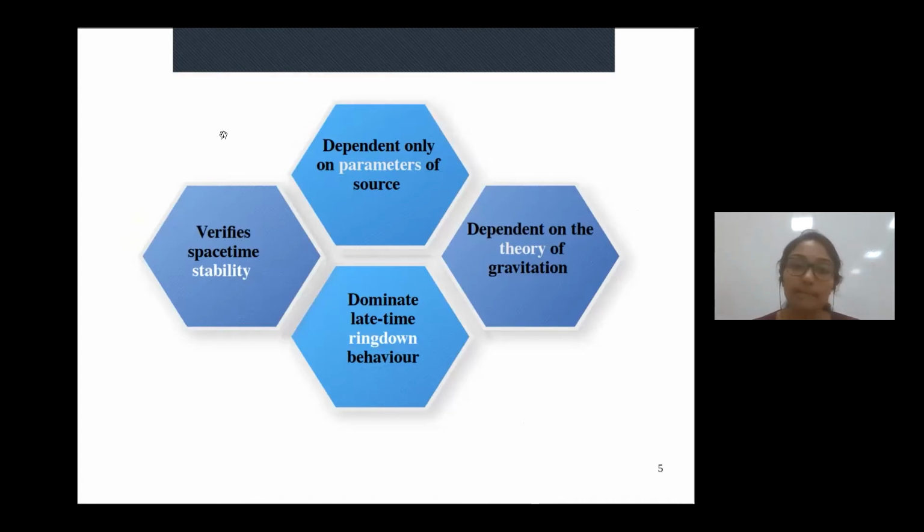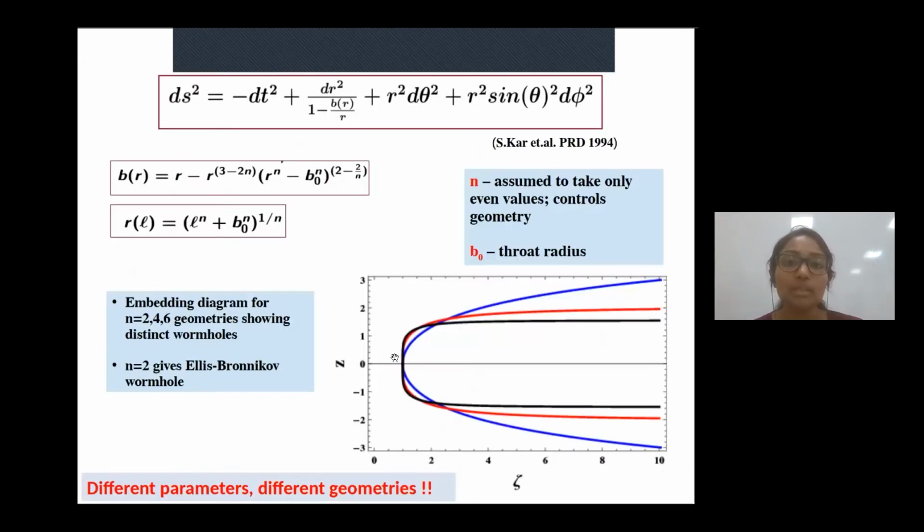When a gravitational wave observation is made, the modes are extracted from the signal. They verify the stability of the spacetime by, as I mentioned earlier, the decay of the signal over time. Next, these modes depend functionally only on the parameters of the source, and they provide useful insights on the underlying theory of gravitation through the metric that is used. And finally, they essentially dominate the late time ring down behavior of the gravitational wave signal. So now we come to the interesting part where we discuss the wormhole family that we are interested in.